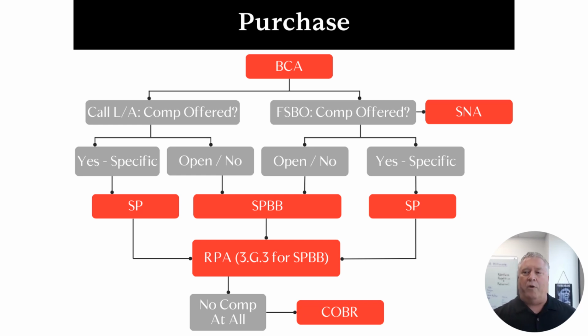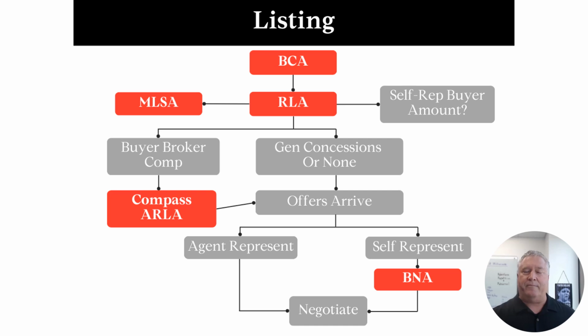Okay, one more thing we need to look at, the listing. How are we doing listings differently? Well, first of all, there's our old friend, the BCA. Definitely go over the broker compensation advisory with your sellers so that they also understand what's happening. Then you're going to have a number of conversations with your seller. One of the conversations will be, are they open to offering concessions or compensation? By the way, these are two different things, right?